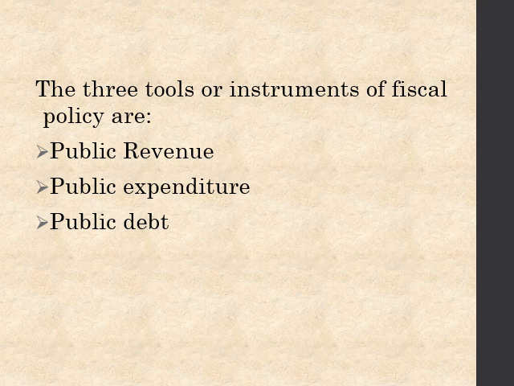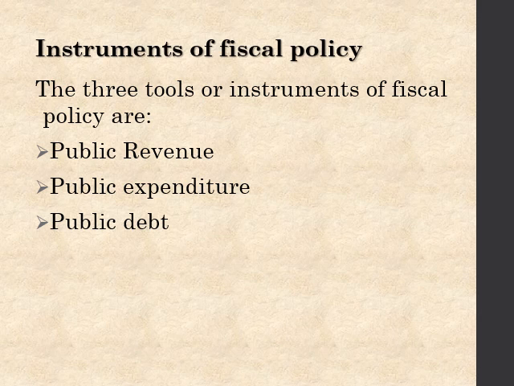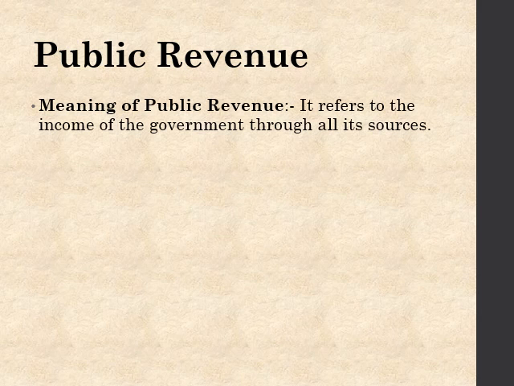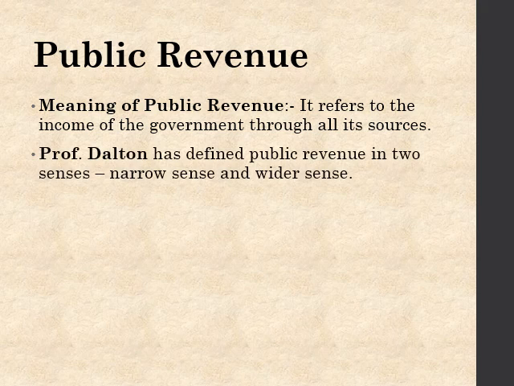There are three tools or instruments of fiscal policy: public revenue, public expenditure, and public debt. All of these we will study in detail in the next slides. So let's talk about what is public revenue. Public revenue refers to the income of the government through all its sources. So now what are the sources? There are two types of sources which are generally used by the authorities.